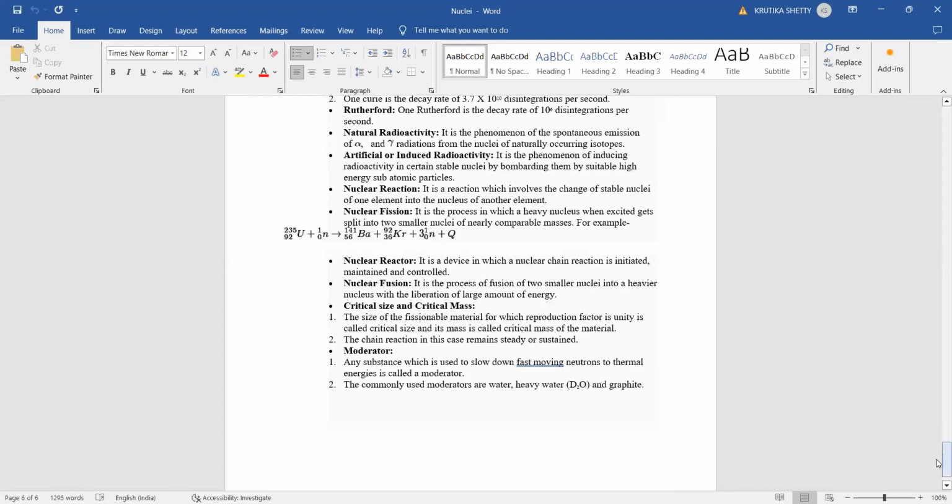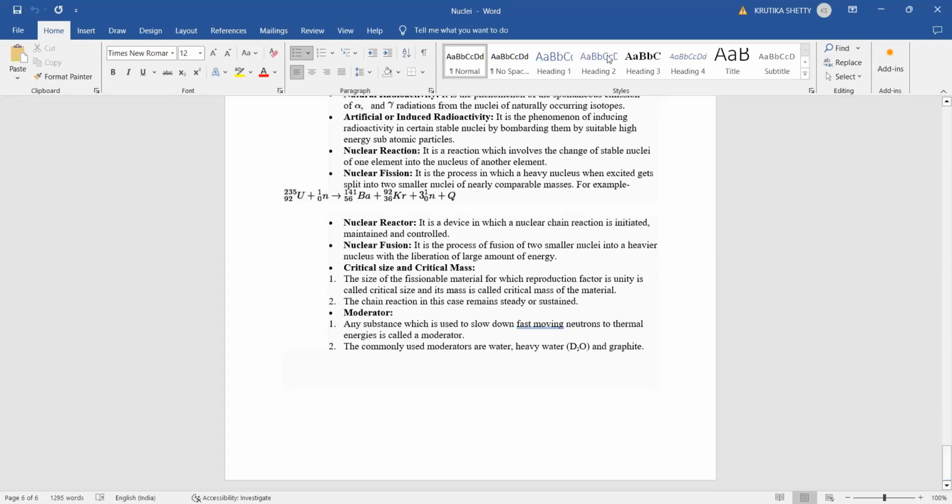So nuclear fission and fusion, we discussed this point yesterday. Okay, now we are going to see the multiple choice questions on the atoms topic.